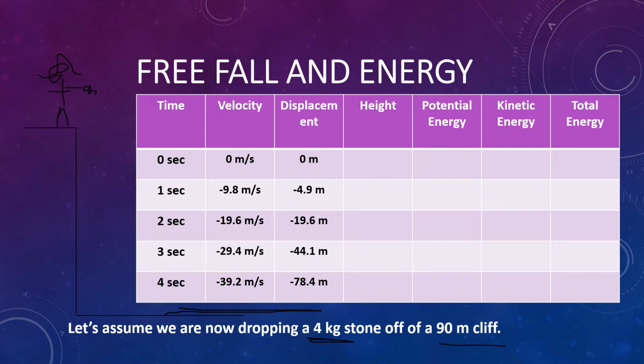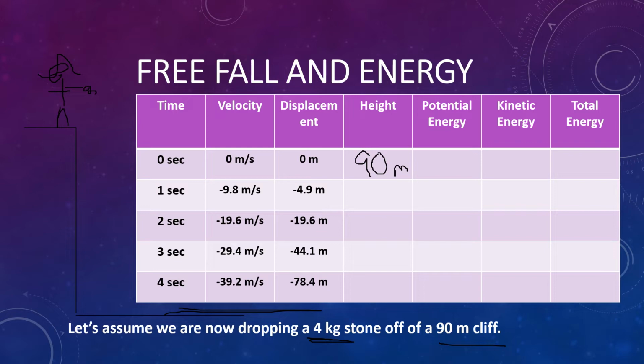Oh, okay. Well, if the cliff is 90 meters, what that means is that's the height of the cliff. So that is the height of our starting position. Well, this is actually going to be really easy. This one is really easy because when you drop something from rest, all of its energy starts in potential and turns into kinetic. So to get the potential energy, you just do mass times gravity times height, or 4 times 9.8 times 90.